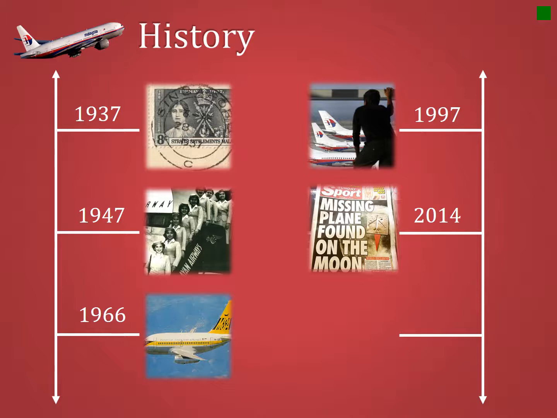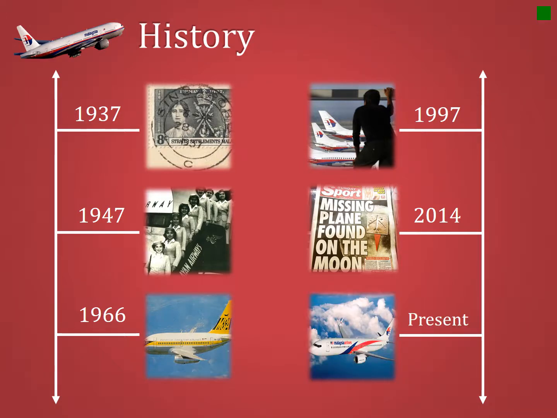This is when a Malaysia aircraft disappeared. This is still a controversial mystery today. Today, the company is now entirely focused on rebranding and restructuring. The newly founded name is Malaysia Airlines Berhad.